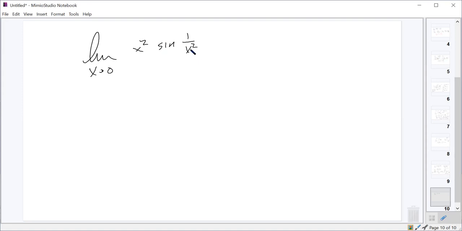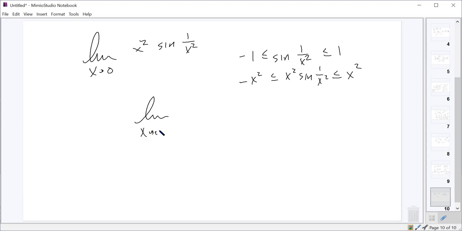And so the way that we went about this is we said that the sine of 1 over x squared is always less than or equal to 1, greater than or equal to -1. And so we just multiply both sides by the x squared. And then we do a limit as x approaches 0 of negative x squared, which is 0, and a limit as x approaches 0 of positive x squared, which is also 0.